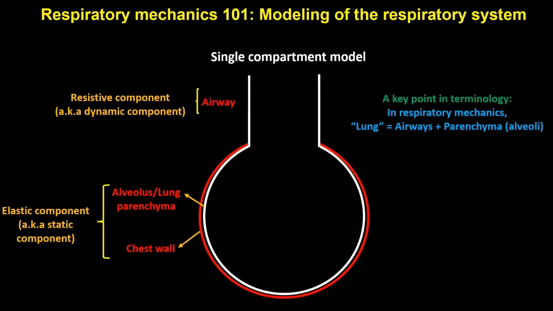A key point in terminology before I move forward is that in respiratory mechanics, the word lung refers to airway and parenchyma. So all this white here, this is all lung. Whenever we talk about pressure across the lung or anything to do with lung, just think about the white stuff. So the airway and the alveolus together comprise the lung.